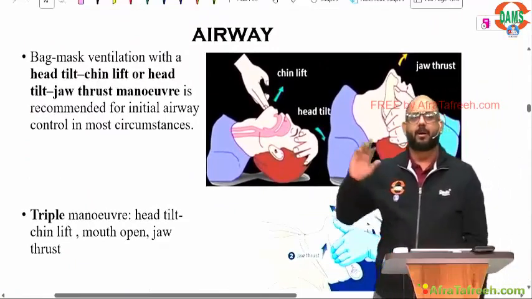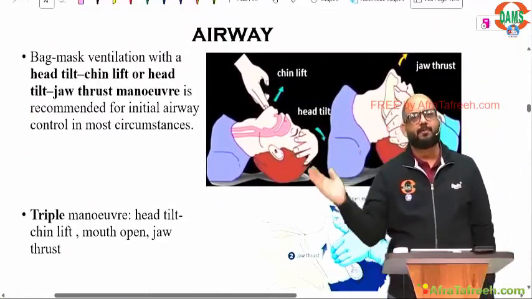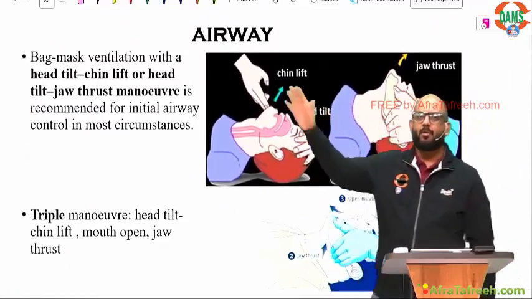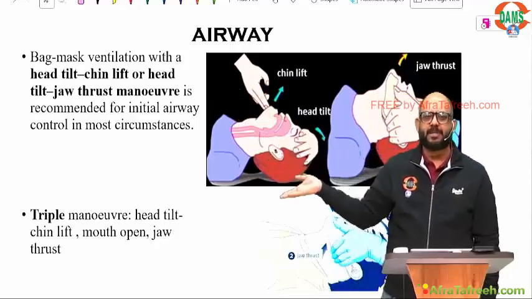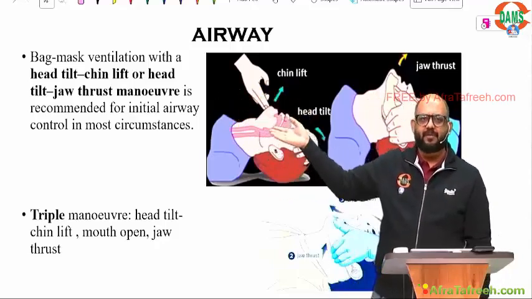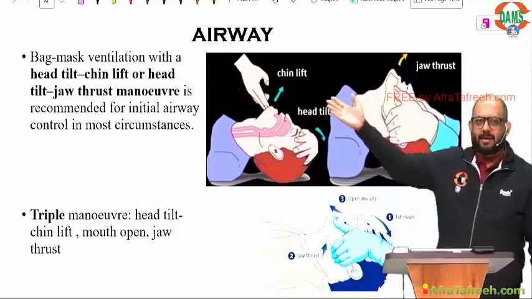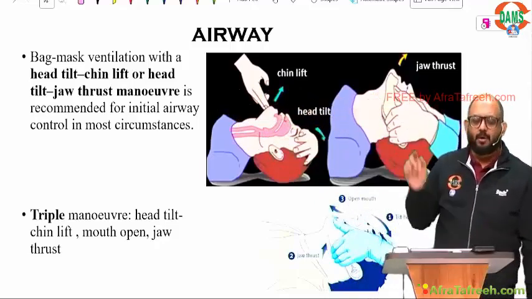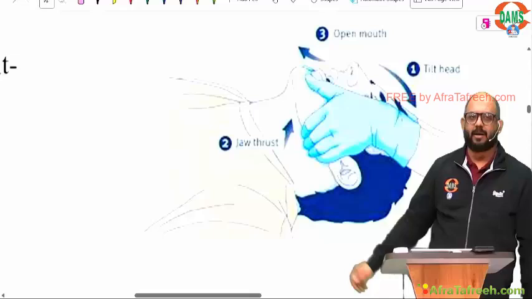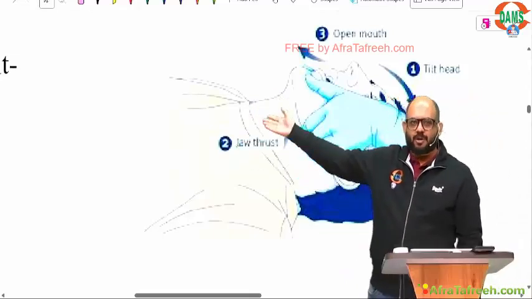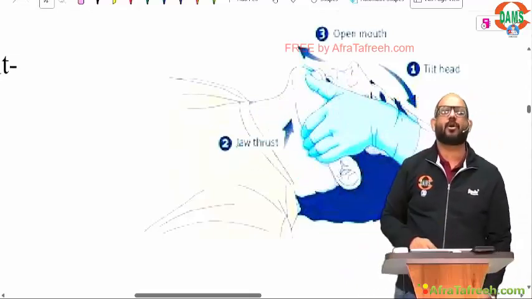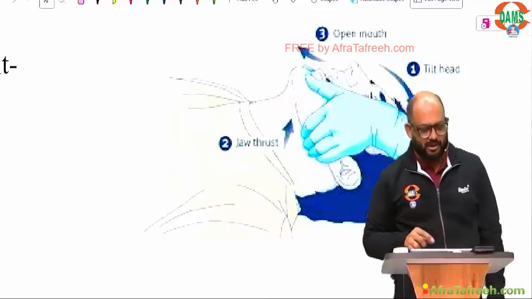Airway, remember, always go from most basic to most advanced airway. Most basic airway, opening up of the patient's own airway: head tilt, chin lift, jaw thrust. When you do 3 things together, head tilt, chin lift, jaw thrust, with mouth open, it is called the triple maneuver. AIIMS question 3 years back.